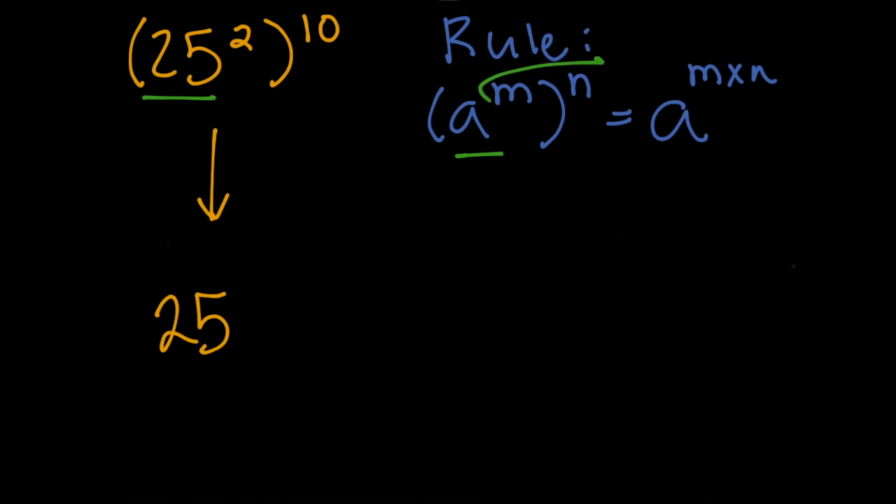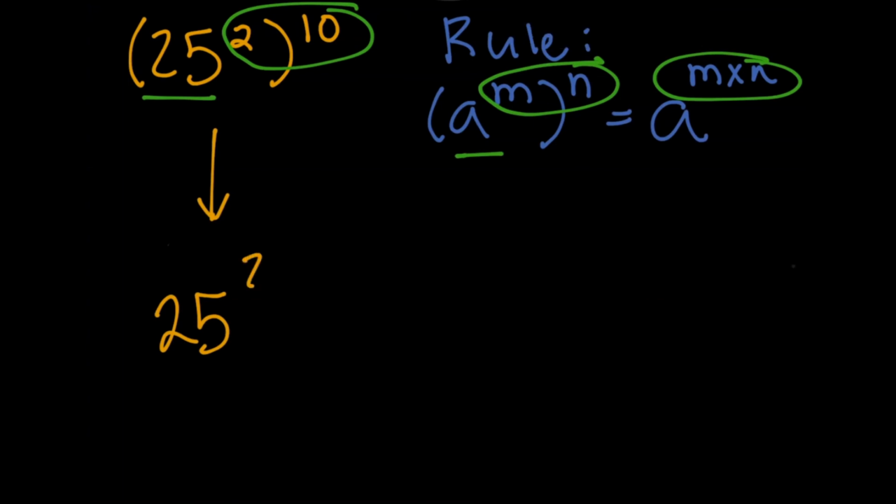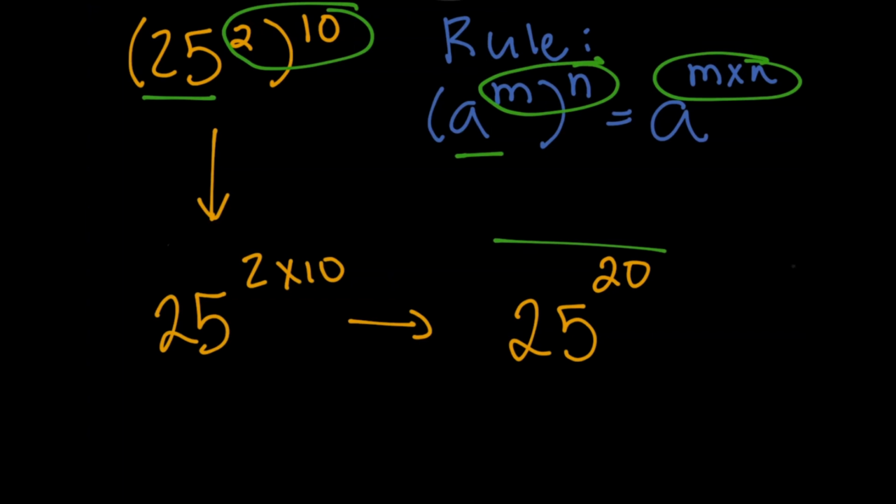And then what we want to do is take the exponents and multiply them together. So in this case, we're going to do 2 times 10. And what we will get is 25 to the power of 20. And that there is our final answer.